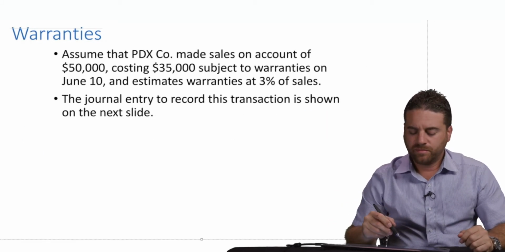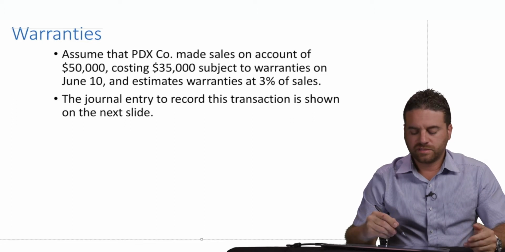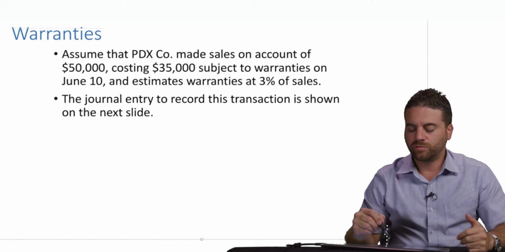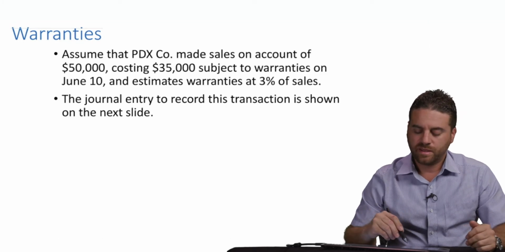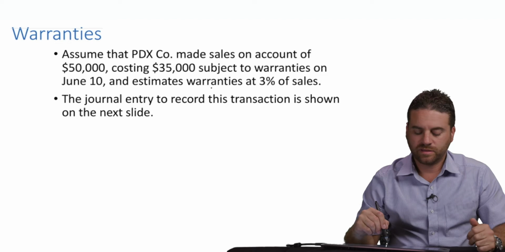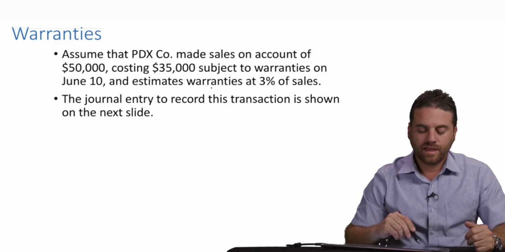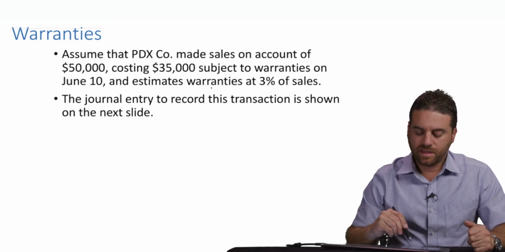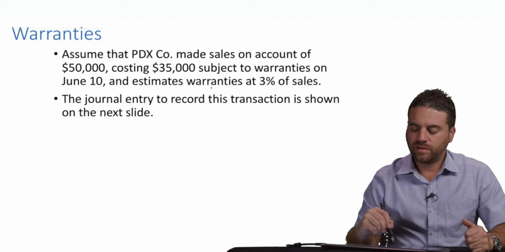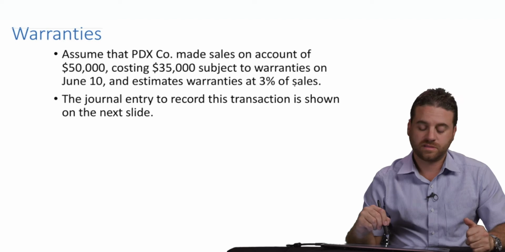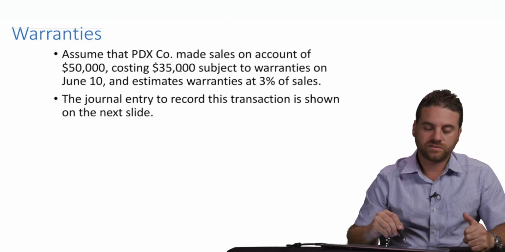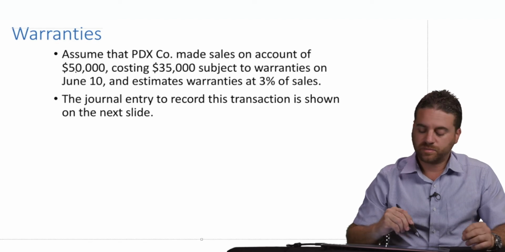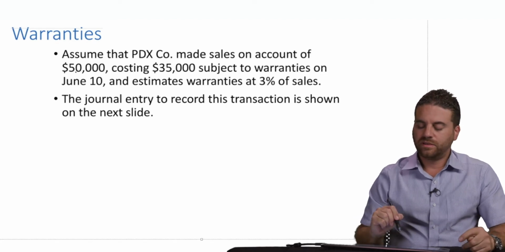So here's an example. Assume that PDX company made sales on account of $50,000 costing $35,000 subject to warranties. Okay, $50,000 of parts or inventory, which is subject to warranty. That sale happened on June 10th, and we estimated the warranty to be 3% of sales, 3% of the 50,000. Okay, not the 35. 35 is the cost. 50,000, 3% of that. So the journal entry to record the transaction.